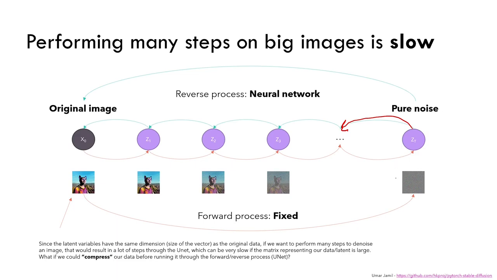But if the image is very big, suppose this image here is 512 multiplied by 512, it means every time on the unit we will have a very big matrix that needs to go through this unit. And this may be very slow, because it's a very big matrix of data that the unit has to work on. What if we could somehow compress this image into something smaller so that each step through the unit takes less time? Well, the idea is that yes, we can compress this image with something that is called the variational autoencoder. Let's see how the variational autoencoder works.